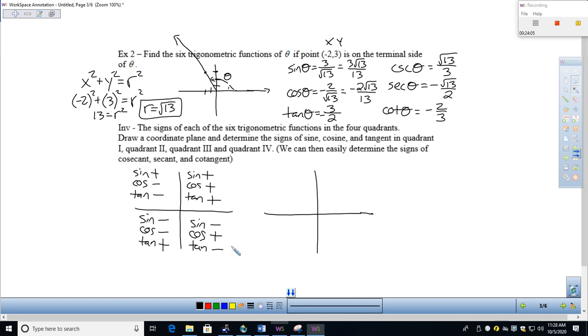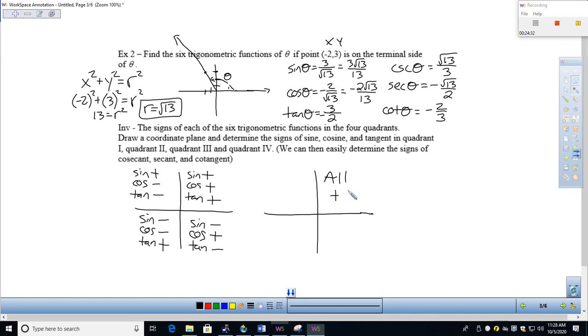So here's what's sort of interesting about this. If you notice, in the first quadrant, all of them are positive, of course. But after that, do you see that only one out of the big 3 remains positive? In quadrant 2, it's sine. In quadrant 3, it's tangent. And in quadrant 4, it's cosine. And so that's how we're going to put that together in our second one right here.